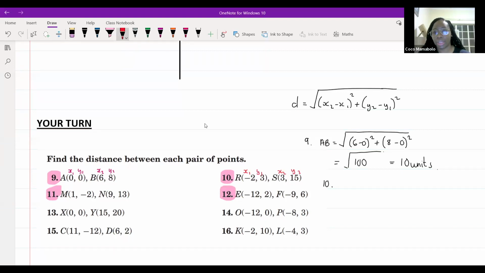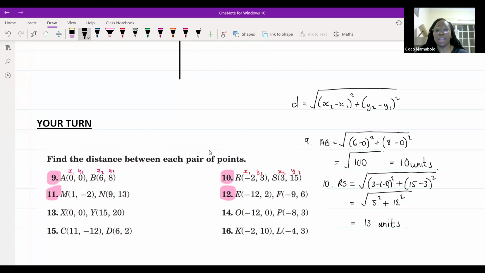All right. For number 10, RS is equal to the square root of X2, which is 3 minus negative 2, all squared, plus 15 minus 3. Correct, Narisha. It's a package deal. That is going to give me the square root of 3 plus 2, that is 5 squared, plus 15 minus 3 is 12 squared. 5 squared is 25 plus 144. It's going to give me the square root of 169, which is 13 units.